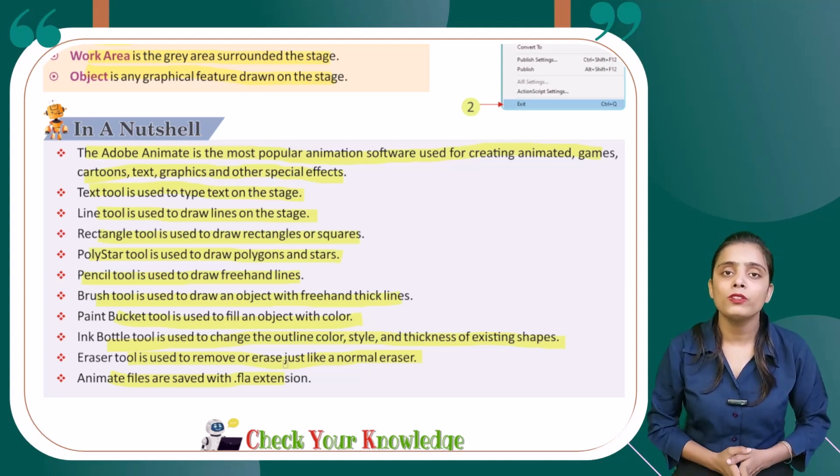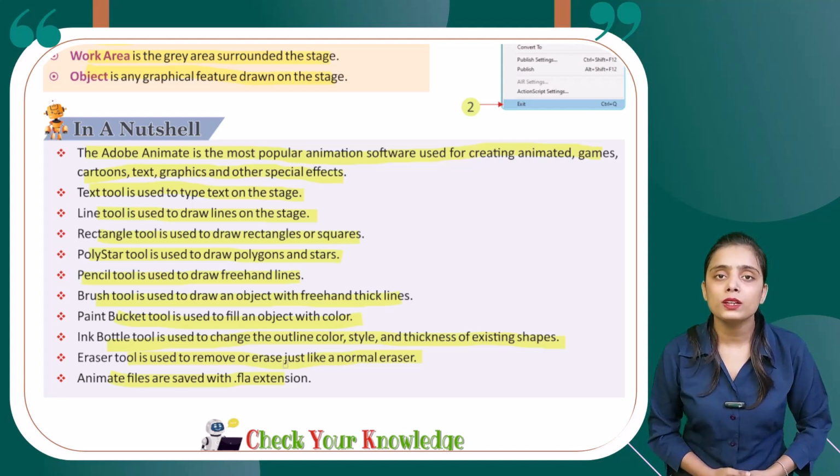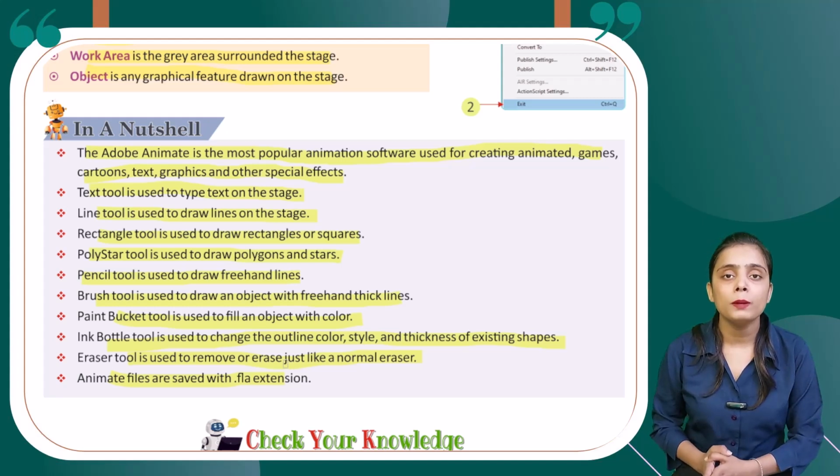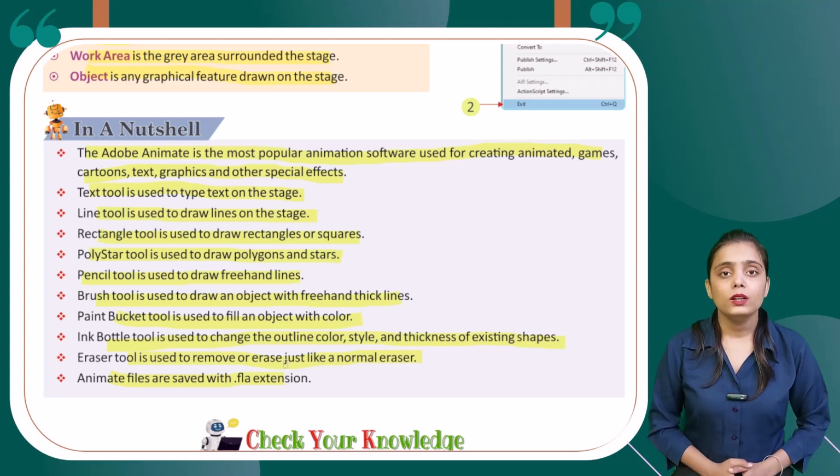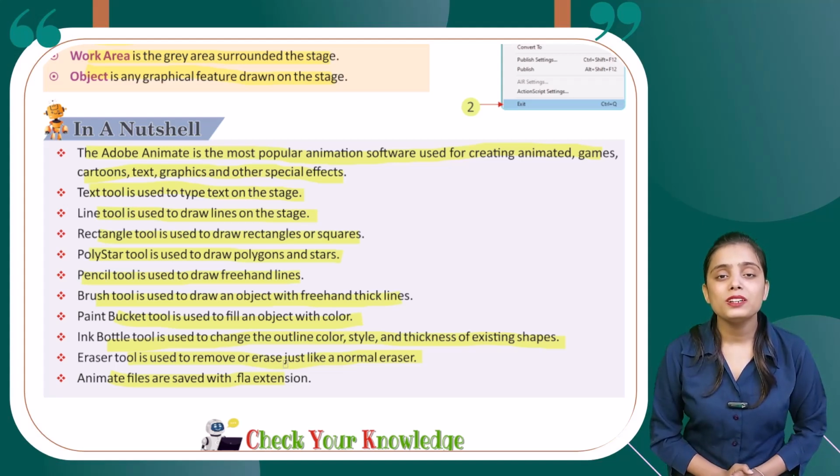So I hope आपको ये सारी चीजें clear हैं. अब आप क्या कर सकते हैं, tools को easily use कर सकते हैं, अपने objects को create कर सकते हैं, property panel से properties को modify कर सकते हैं, file को save कर सकते हैं, right students? So that's all for this chapter, students. I hope you have understood all the concepts.